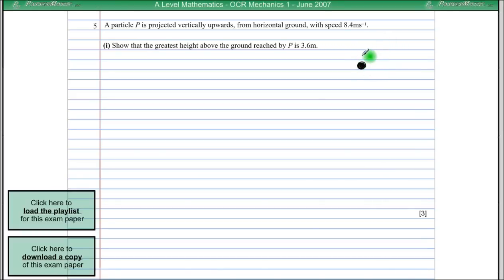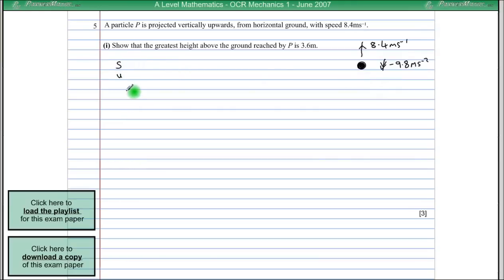So let's draw a diagram of what's going on. We've got a particle that's released upwards with a velocity of 8.4 meters per second. By saying that, we're saying that upwards is going to be the positive direction. So the only force on this particle is gravity, which is going to provide an acceleration downwards of minus 9.8 meters per second squared. Remember, acceleration here is in the opposite direction to initial velocity, so one of them has to be positive, one of them has to be negative.